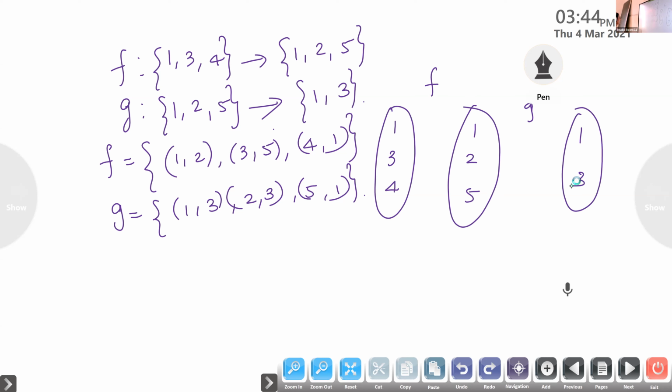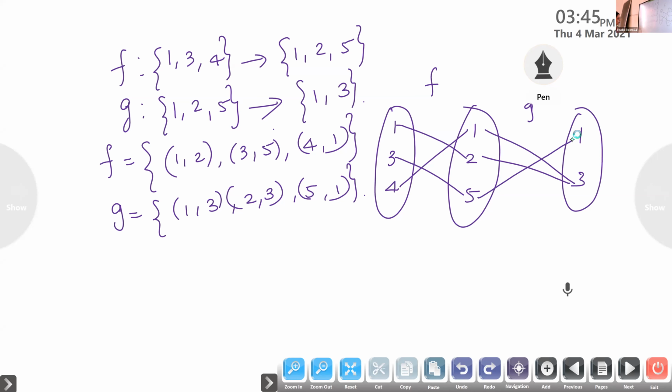Look here, f has ordered pair (1, 2), that means 1 is mapped onto 2. (3, 5): 3 is mapped onto 5. And 4 is mapped onto 1. And what about g? 1 will be mapped onto 3, 2 will be mapped onto 3, and 5 is mapped onto 1.